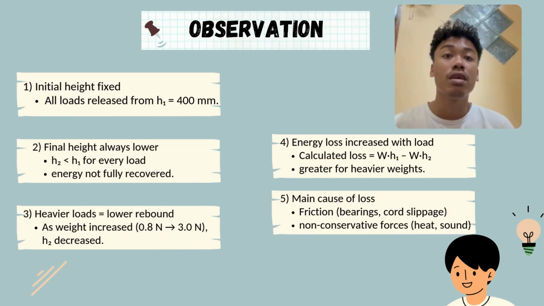First, initial height fixed. All loads are released from H1, which is 400 mm. That means all loads have a constant initial height. Second is final height always lower. H2 must be lower than H1 for every load.